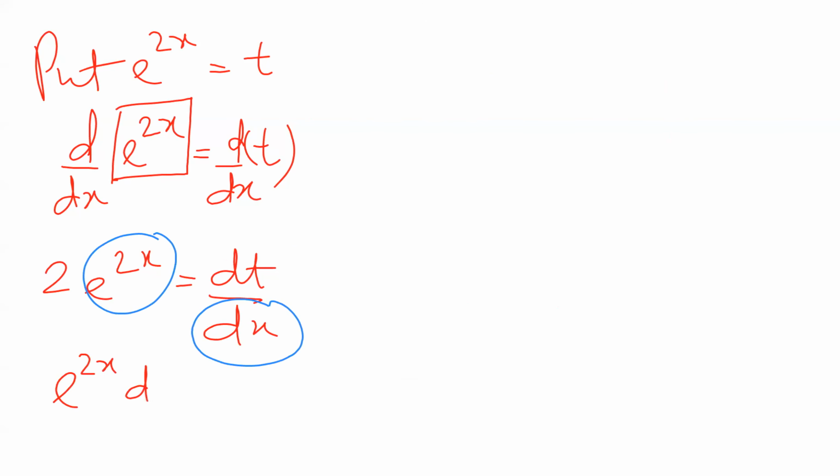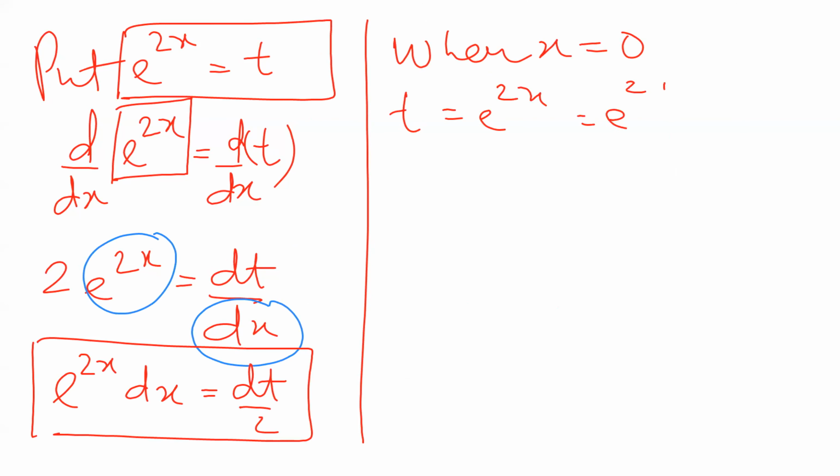When x is equal to 0, which is the lower limit, t is e raised to 2x, e raised to 2 into 0, e raised to 0, which is 1. See, this time it is changing. The change is quite visible over here. When x is 1, the upper limit, t is equal to e raised to 2 into 1, which will be e square.